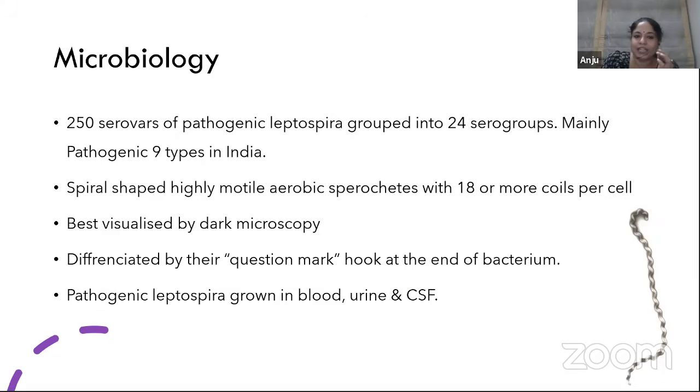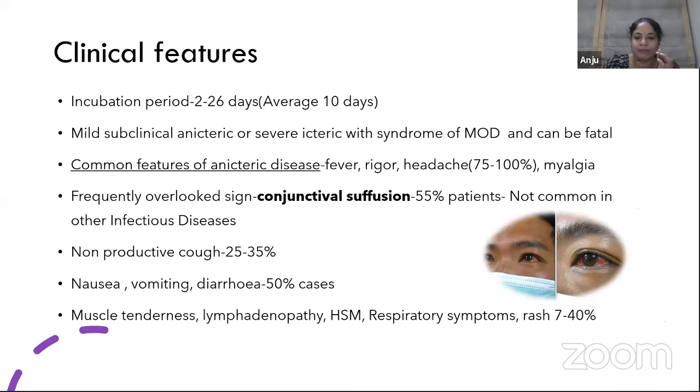Leptospira are spiral-shaped, highly motile aerobic spirochetes with 18 or more coils per cell. It is best visualized under dark field microscopy. It is differentiated by the characteristic question mark hook at the end of the bacterium. And Leptospira can grow in blood, urine, and CSF. The incubation period is 2 to 26 days with an average of 10 days.